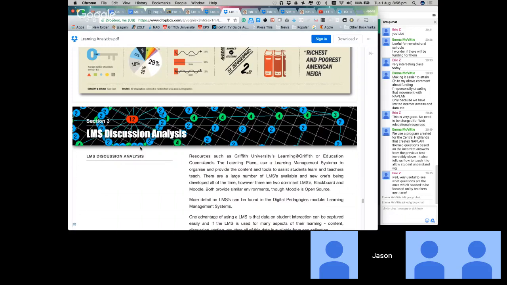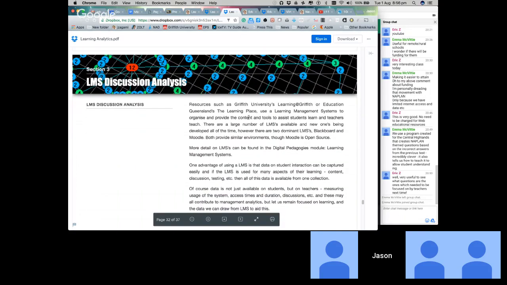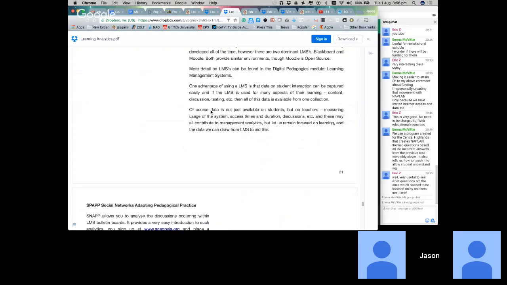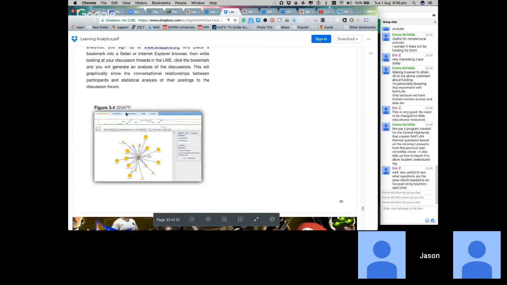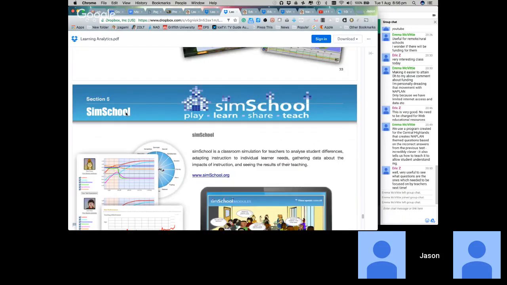And last little bit, back to learning management systems, we can actually collect lots of data through learning management systems and use these to show how people are interacting with each other. And also computer games are another great way of collecting lots of data and then analyzing that data and using that for various purposes.